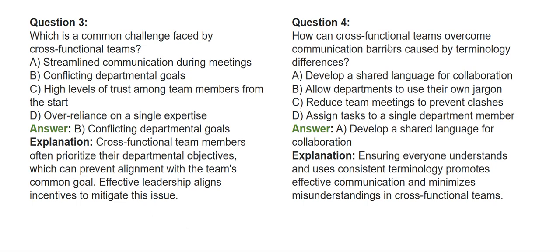Question 4: how can cross-functional teams overcome communication barriers caused by terminology differences? Is it A, develop a shared language for collaboration? Mostly this, the most reasonable answer. B, allow departments to use their own jargon. C, reduce team meetings to prevent clashes, or D, assign tasks to a single department member.